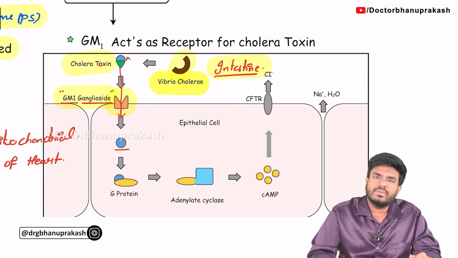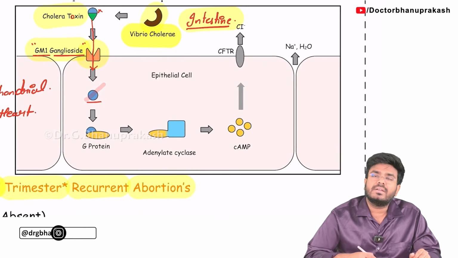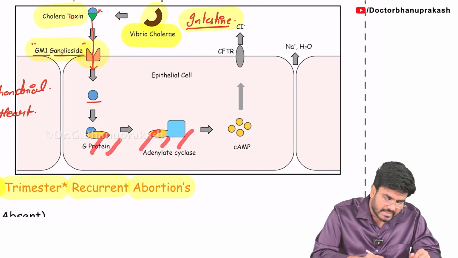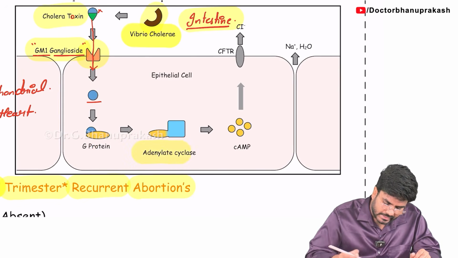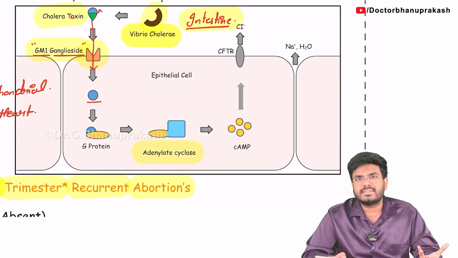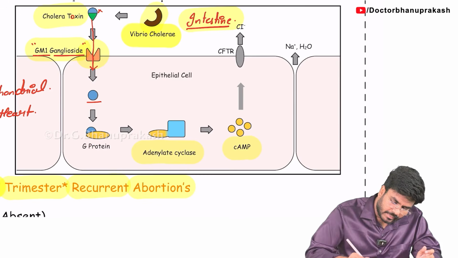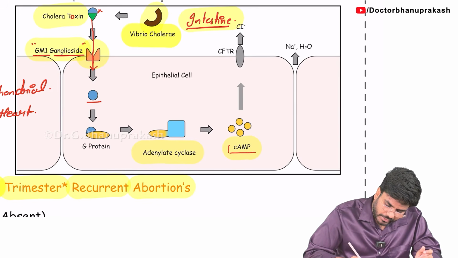Once the cholera toxin enters the cells, you know what it will do? It's not going to sit calmly. It is going to activate some G proteins, and it's going to activate an enzyme called adenylate cyclase. Once adenylate cyclase is activated, secondary messengers are going to be produced. Which secondary messenger? The cyclic AMP levels are going to increase.